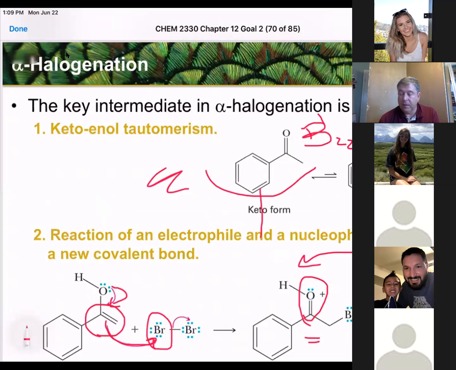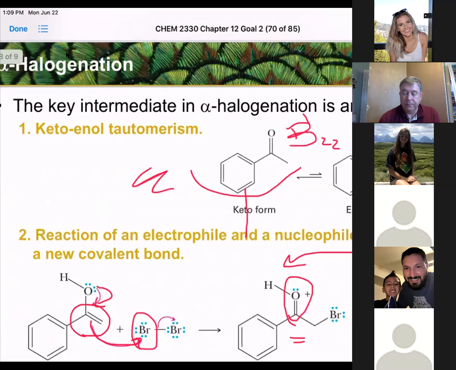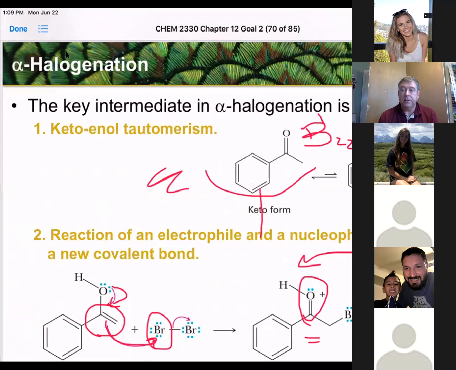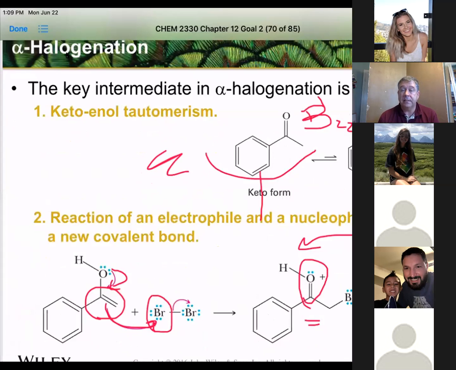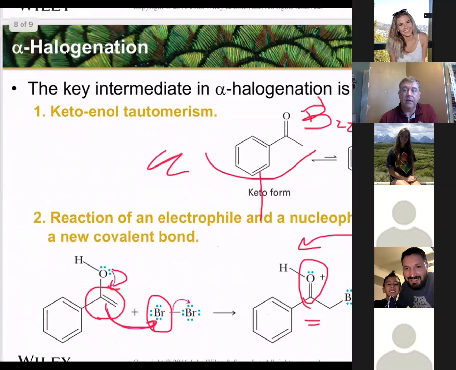Again, we know this happens because the bromine would not react with the ketone by itself. The fact that the bromine reacts specifically on the carbon next to that carbonyl tells us we're forming this enol in even a small amount. It'll continuously react to give us our brominated compound.